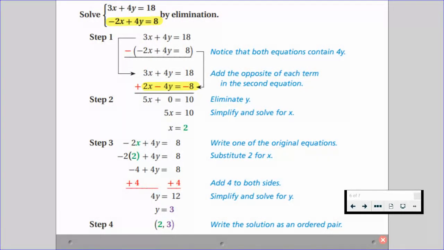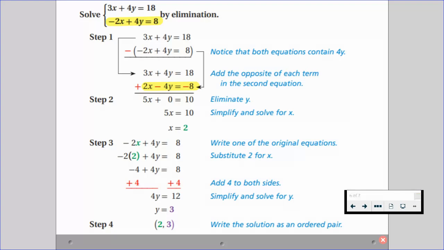Again, what we did is we multiplied the bottom equation by negative 1 on every single term because we want to keep everything balanced. You can technically think about it as adding the opposite of each term, but I like to think of it as multiplying by negative 1.